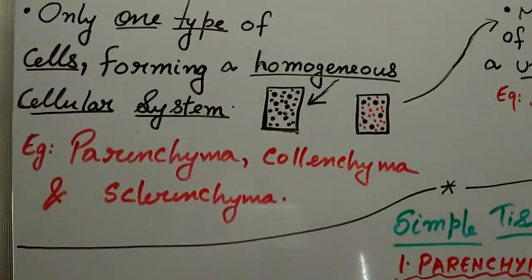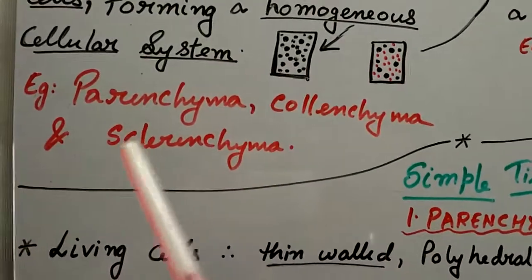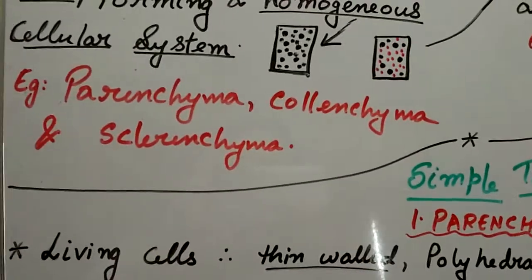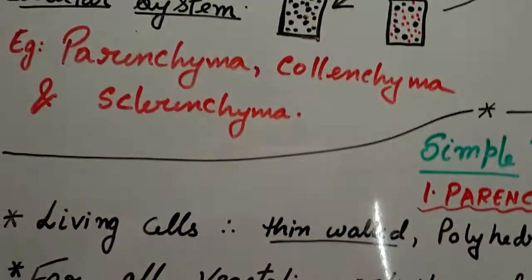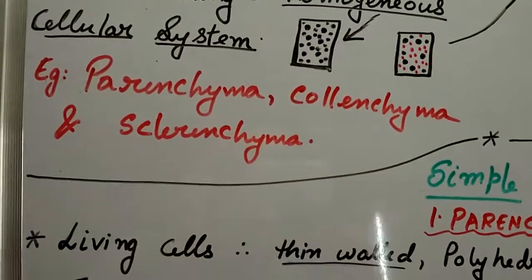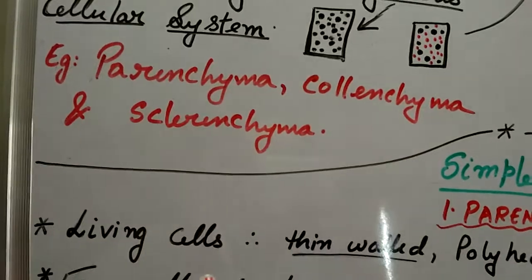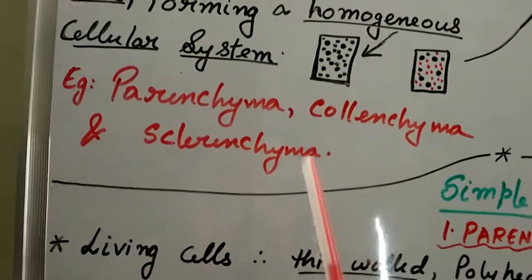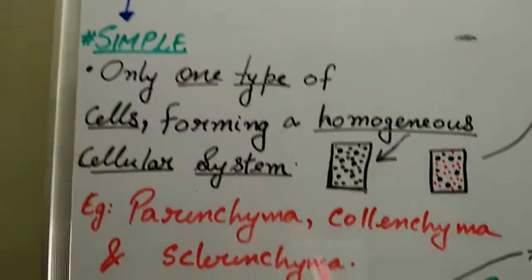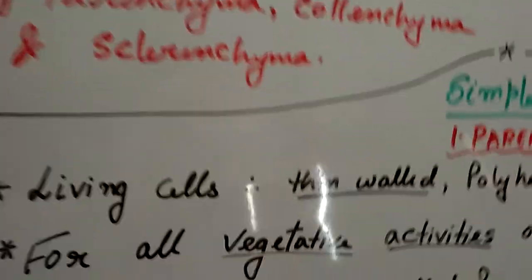And the three main examples of simple permanent tissues are parenchyma, collenchyma, sclerenchyma. I think these tissues are very familiar to you all, and hope you know these words. But still, if you don't know under which subheading you need to keep them, these are basically simple permanent tissues, and the examples are parenchyma, collenchyma, sclerenchyma.